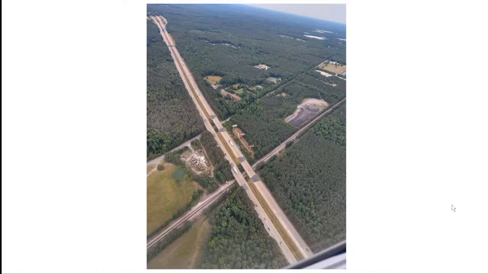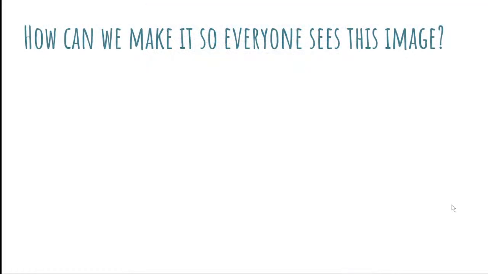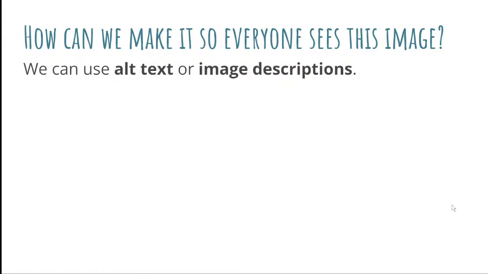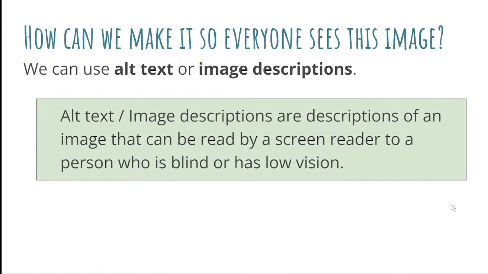Well, in that case, we have what's called alt text or image descriptions. Alt text or image descriptions are descriptions of an image that can be read by a screen reader to a person who is blind or has low vision. Typically, in the past, alt text was very short descriptions. Now it's leaning more towards longer, complete descriptions. I would say that a short description is good, a longer description is probably better, but whatever you can do, as long as you're adding alt text to describe what the image is.